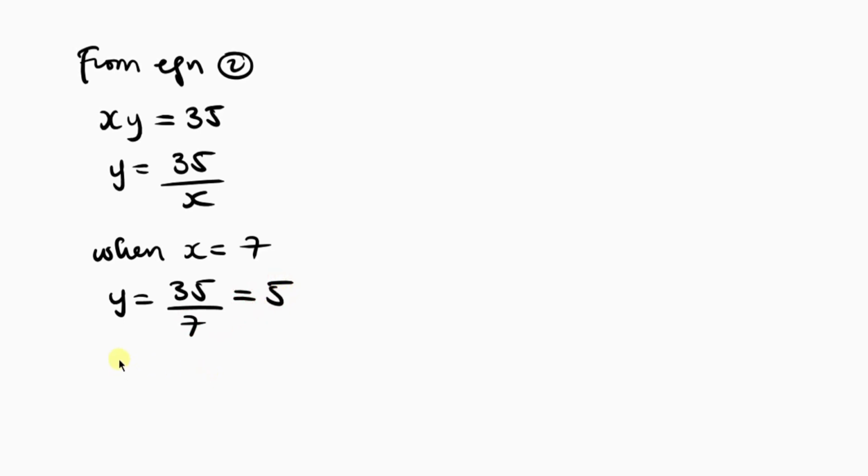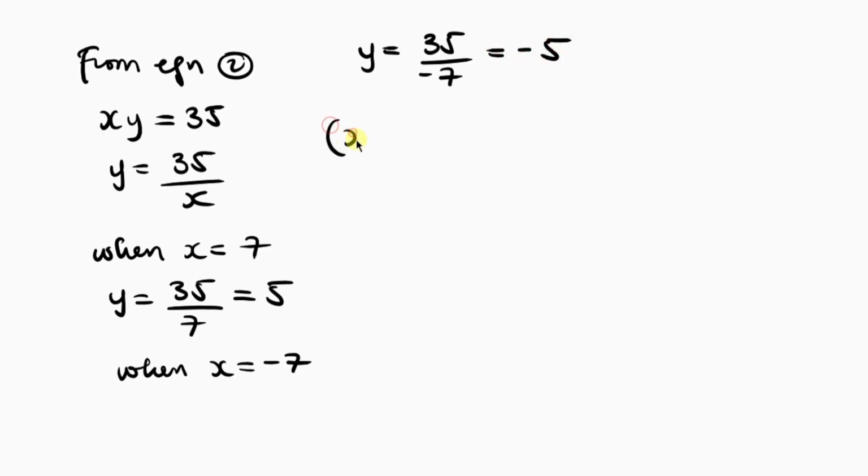So now this time around, when x is equal to negative 7, remember we have the value for x as 7 and negative 7. So let's substitute. The value for y is going to be equal to 35 divided by negative 7, and I'm going to be having negative 5. So our values for x and y are, when x was 7, y was 5, and when x was negative 7, y is negative 5.